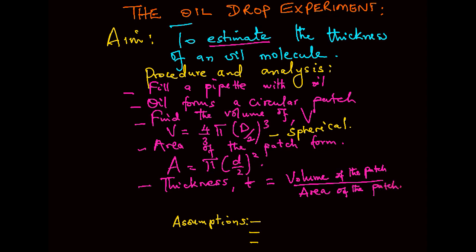In calculations, volume of the patch is normally given as 4/3 pi times the radius of the drop cubed, while the area of the patch is given by the formula we have here, pi times the radius of the patch squared.